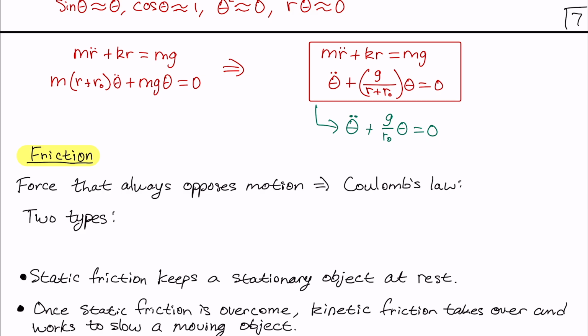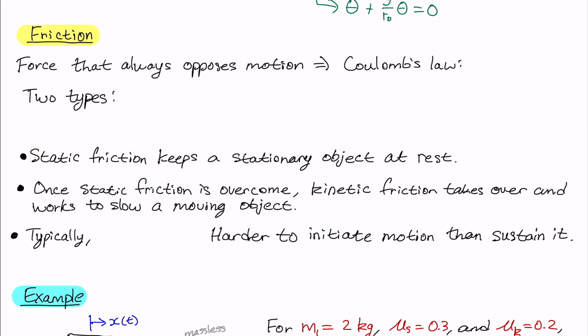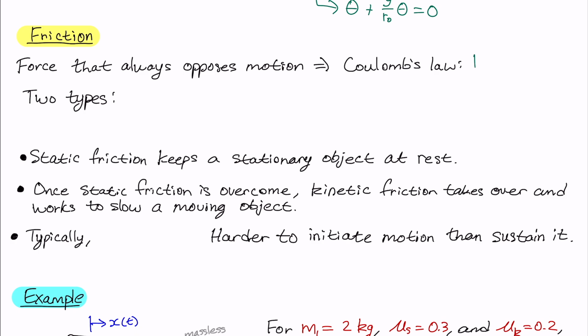Okay, in that case, we are going to move on to discuss friction here, and then we'll do another example problem. Friction is a force that always opposes motion, meaning that it's always going to be pointing in the opposite direction that a particle is moving. Generally we're going to study Coulomb's law. This is not the only law for friction out there, but it is by far the simplest. Coulomb's law is simply F sub f, the force due to friction, is equal to mu times the normal force.